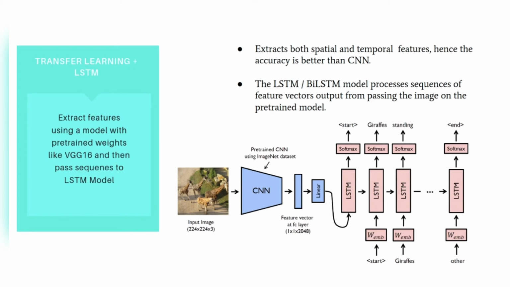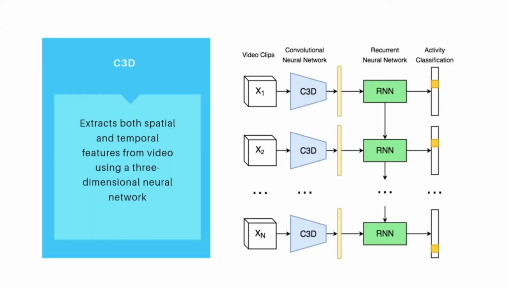I trained and tested my video classifiers on 30 classes from the UCF 101 dataset. The UCF 101 dataset is a quite famous video classification dataset with 101 action categories. For each category, there are 25 groups, and each group consists of videos of a certain person performing some kind of an action. Finally, we come to the C3D architecture, where we can extract spatial and temporal features directly using 3D convolutional neural networks.